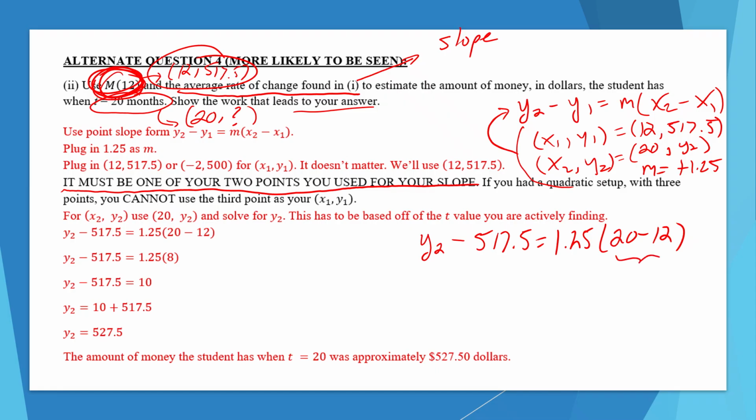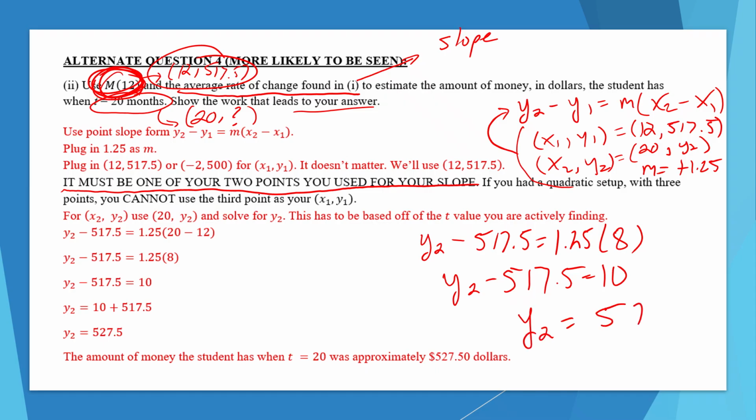All right, so now when we're solving this equation, I would start by simplifying the parentheses. So here, 20 minus 12, I know that's 8. So let me just replace the inside of the parentheses with the number 8. Once we know that, 1.25 times 8 using a calculator is 10. And then I'm going to add 517.5 to both sides to get y2 equals 527.5, and that should be my answer. All right, and so the amount of money the student had when t equals 20 was approximately $527.5.